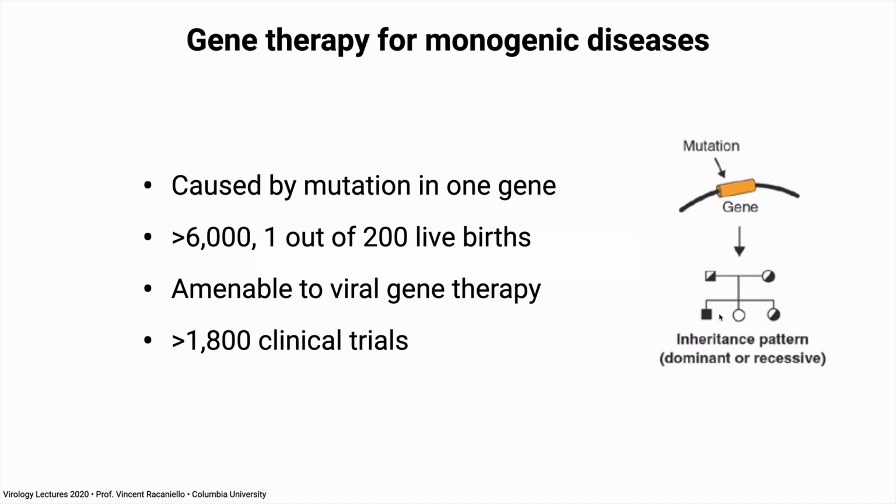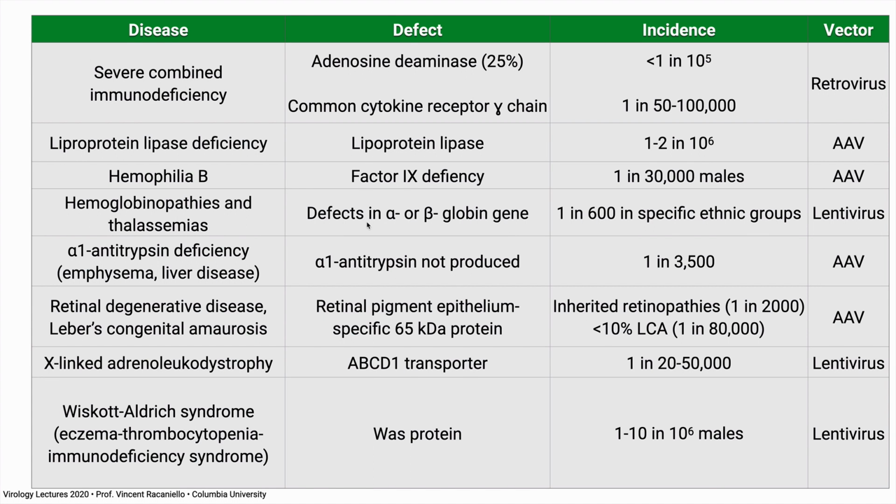So you have a mutation in a gene and it has an inheritance pattern which you can observe, which can be dominant or recessive, of course. These are quite common. There are over 6,000 monogenic diseases of humans, and they occur in 1 out of 200 live births. It's very frequent. So these are amenable to viral gene therapy, and at the moment there are over 1,800 clinical trials for these in progress, probably more.